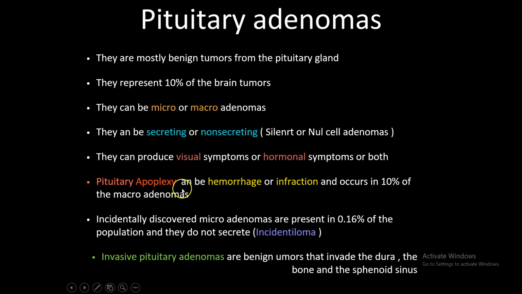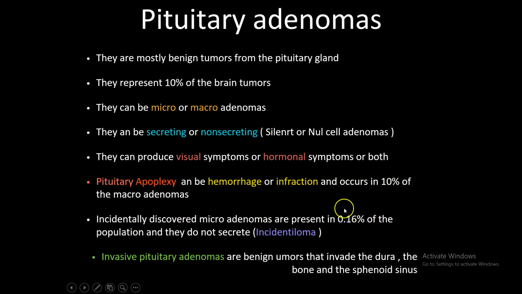There is something called pituitary apoplexy. It's present in 10% of the macroadenomas. What is apoplexy? It is an acute event. Could be hemorrhage, could be infarction, and in these cases you get sudden severe headache and sudden severe deterioration of vision. You do the CT or the MRI, and you find blood or infarction in a macroadenoma which was not discovered before.